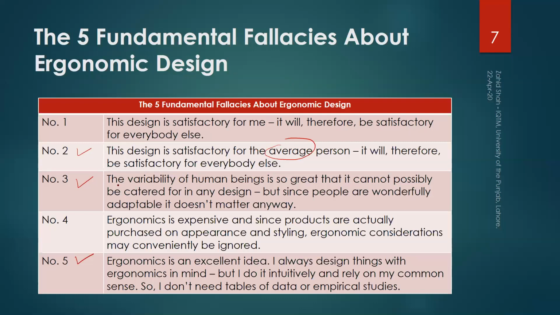The third fallacy was that the variability of human beings is so great that it cannot possibly be catered for in any design. But since people are wonderfully adaptable, it doesn't matter anyway. We will see that we can actually cater for variability in humans. And the fifth one was: ergonomics is an excellent idea, I always design things with ergonomics in mind, but I do it intuitively and rely on my common sense, so I don't need tables of data or empirical studies. We will see that data is a must for ergonomic design. So we will address fallacy number 2, 3, and 5 in this lecture.